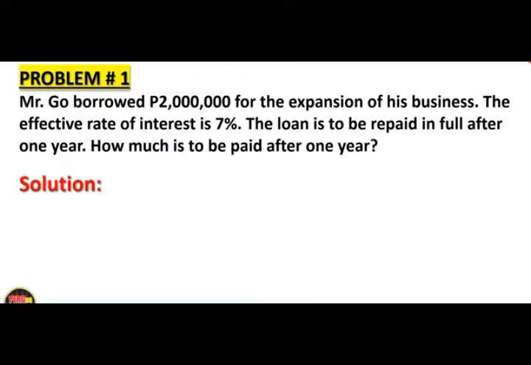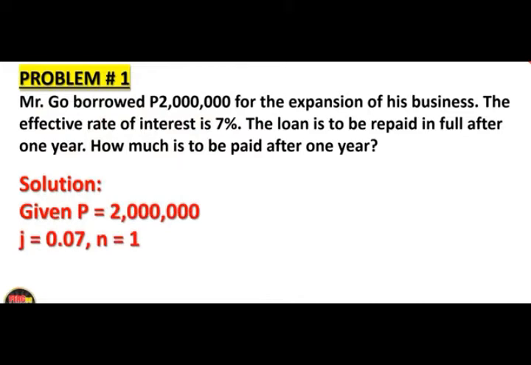So the solution: first, the given is P equals 2 million pesos, where P is the amount borrowed by Mr. Go, and the interest is 7% or 0.07, and the period is n equals 1, which represents 1 year. Now, F will be the amount paid after 1 year, or the future value of money, equals P(1 + i)^n. P is the present value of the money, which is the money borrowed by Mr. Go.